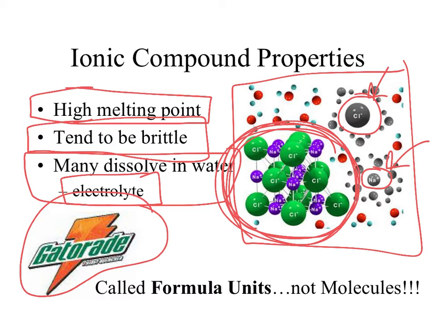Something else that's super important that a lot of people don't know is that formula units are what we call the smallest piece of an ionic compound. People use molecules left and right for everything, but that is not true. For ionic compounds, the smallest piece is called a formula unit. For covalent compounds, we call those smallest pieces molecules. So keep that in mind. Formula units are ionic compounds, molecules are covalent compounds.